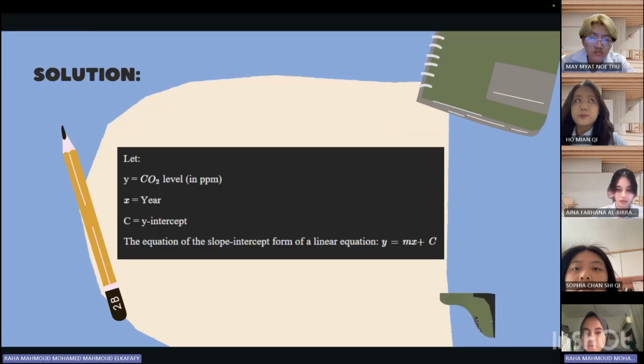To solve this, we need to recall the basics of linear regression, where we use the equation y equals mx plus c. As we know, y indicates the CO2 level in ppm. The x is representing the year, and the c is basically the y-intercept.